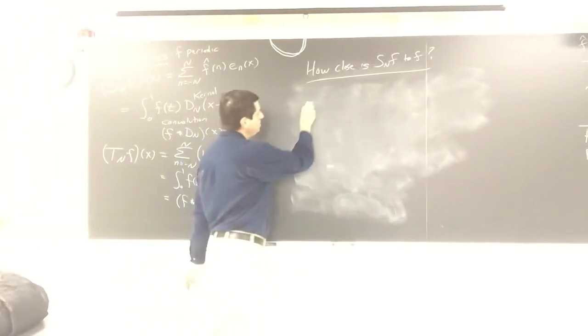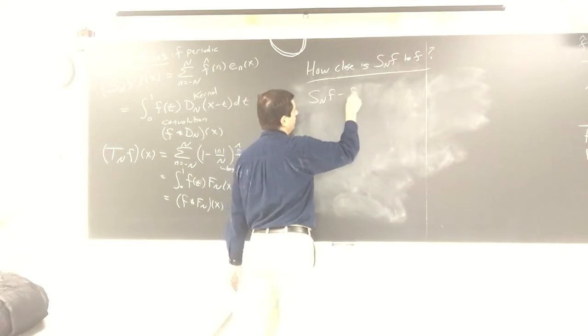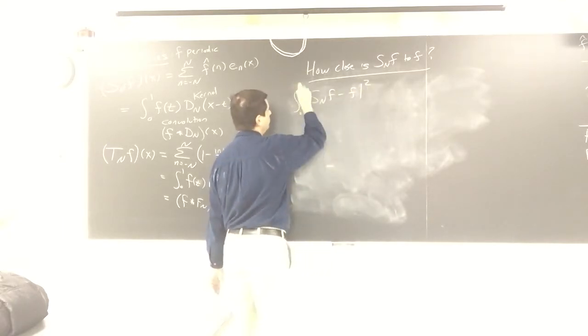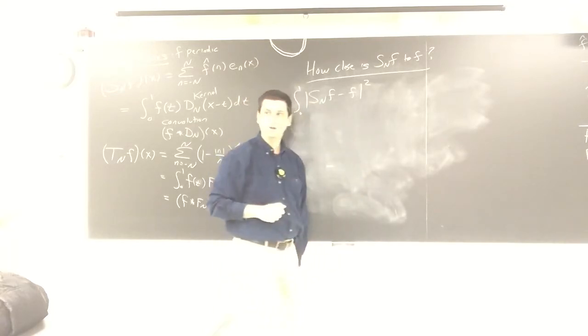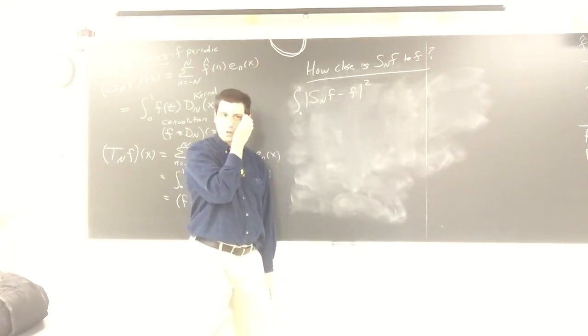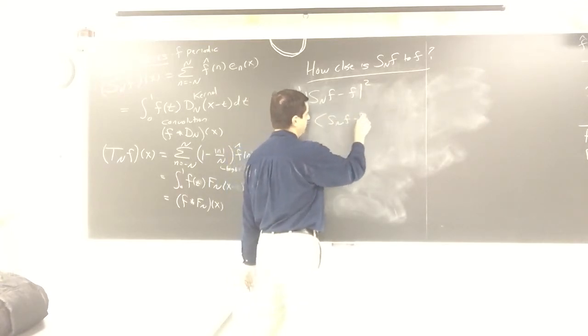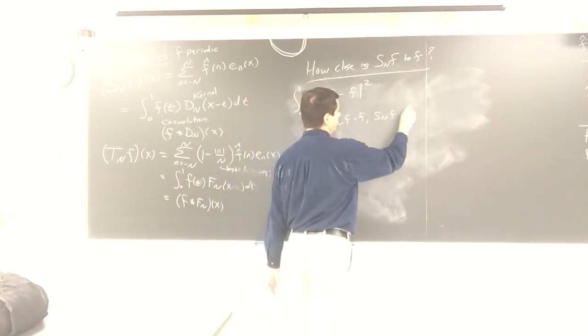All right, so let's look at maybe Sn of f minus f squared. Integrate this from 0 to 1 and see how large is that. So I'm going to write this as a dot product. This is equal to Sn of f minus f dotted with Sn of f minus f.